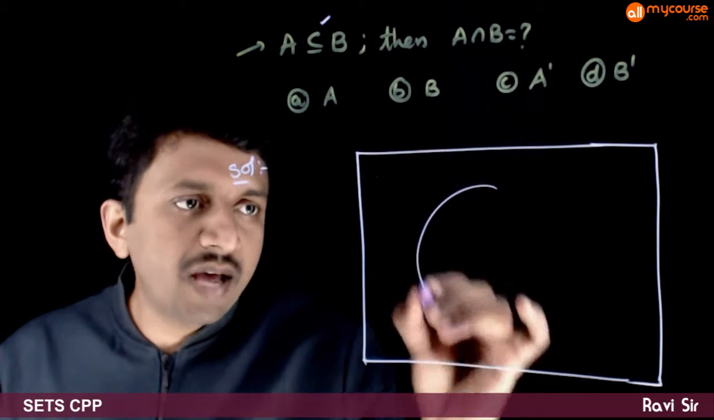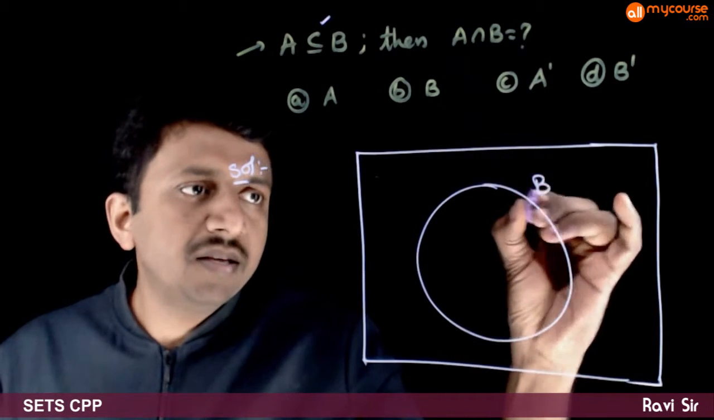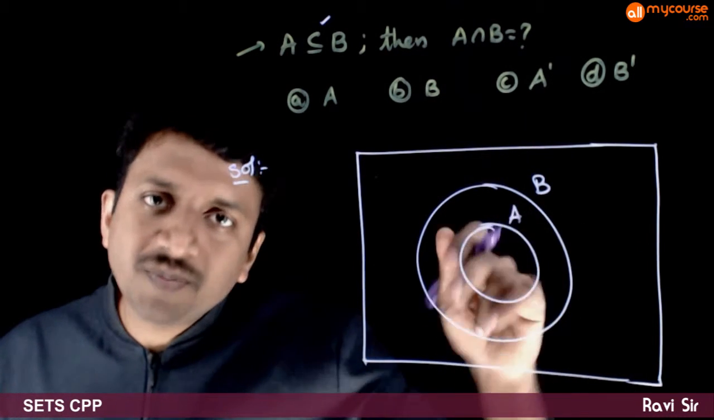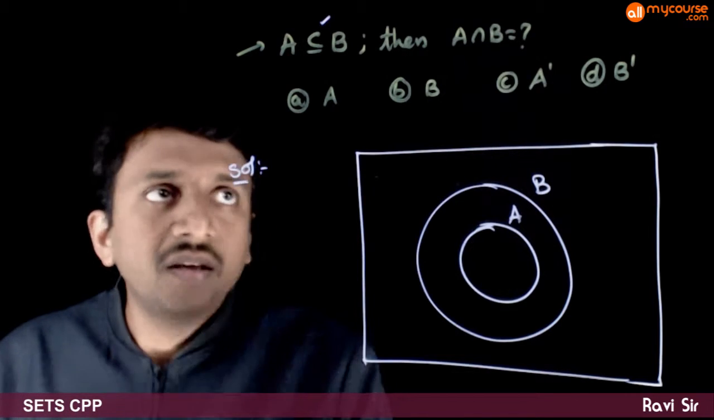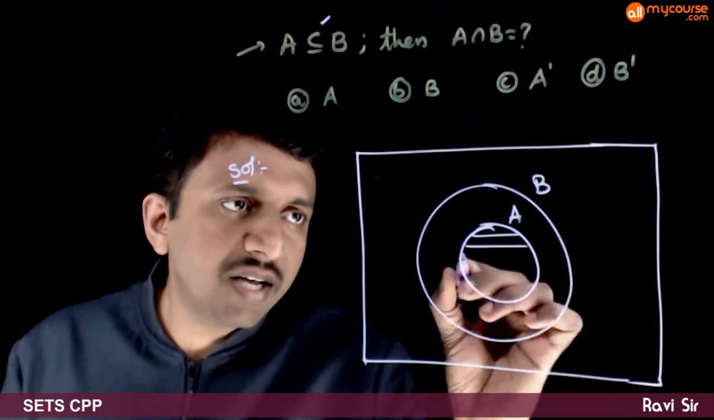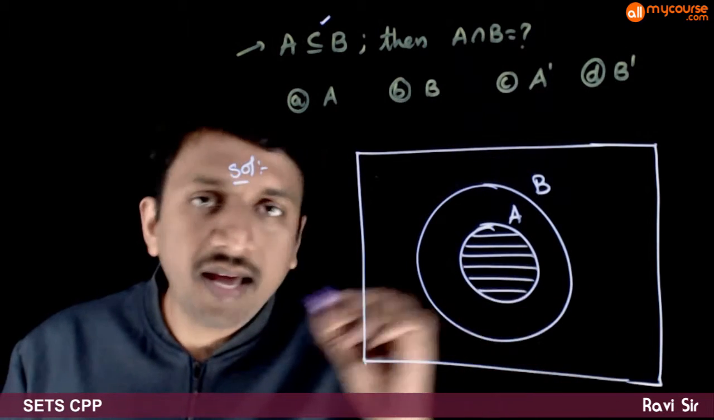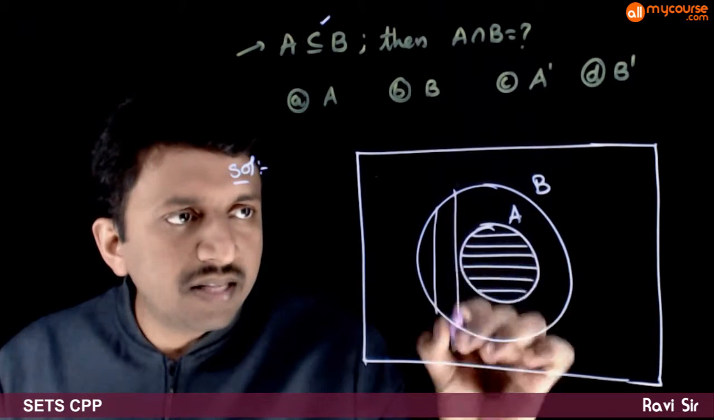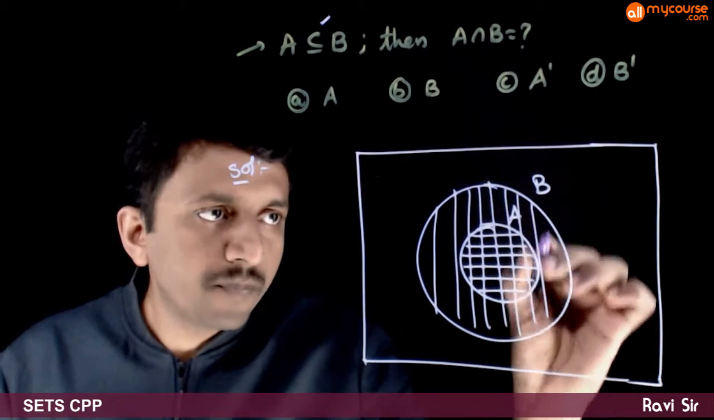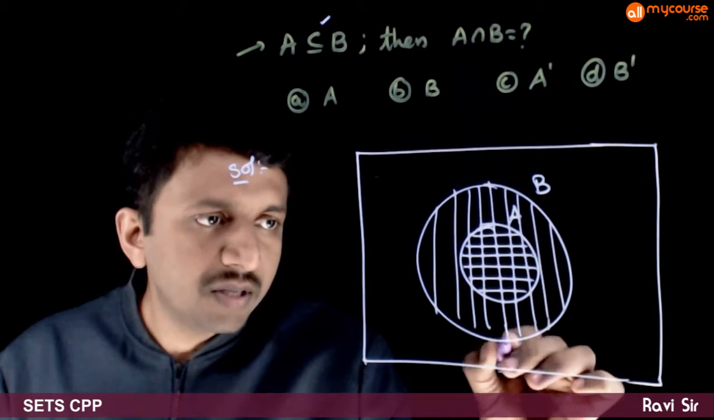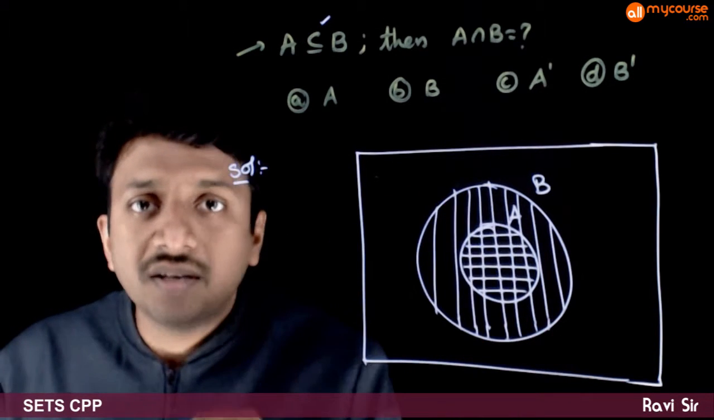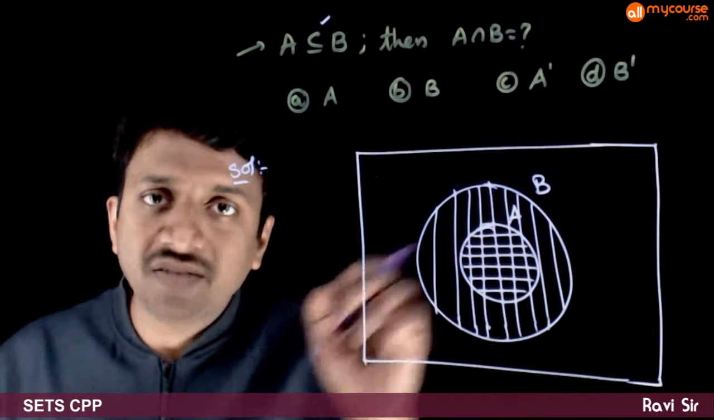That is, if you have a set B, my A is within this set. That is, my A is a subset of the set B. Now you're asked to find what A intersection B is. So this region corresponds to A and this region corresponds to B, right? So what is that region which is common for both these sets, A as well as B?